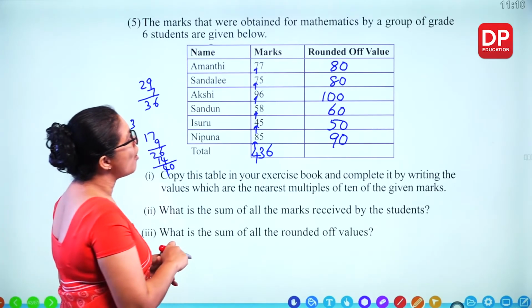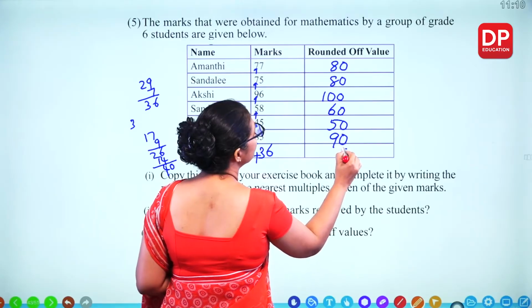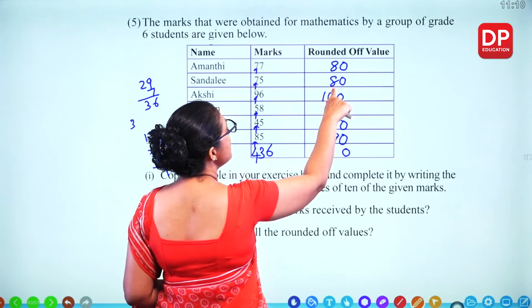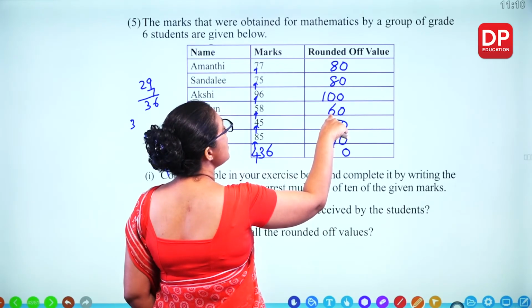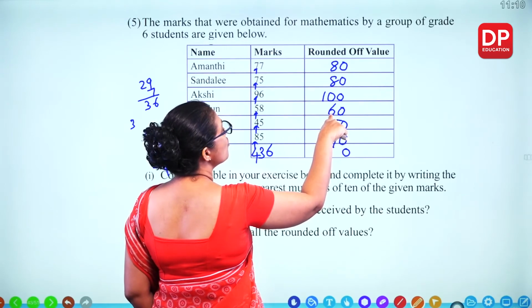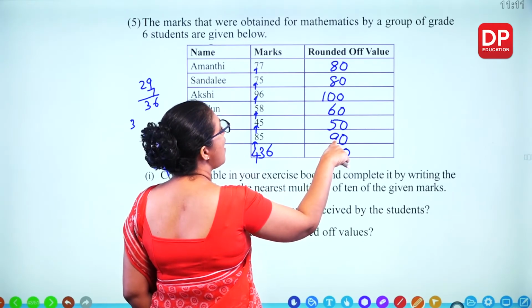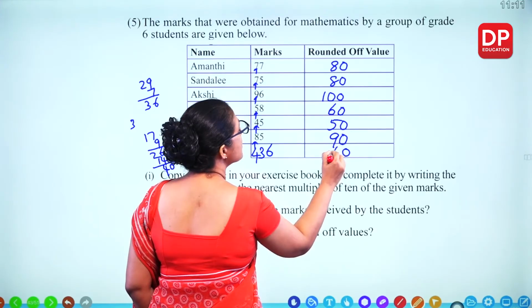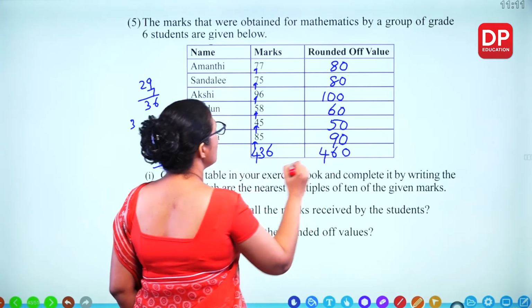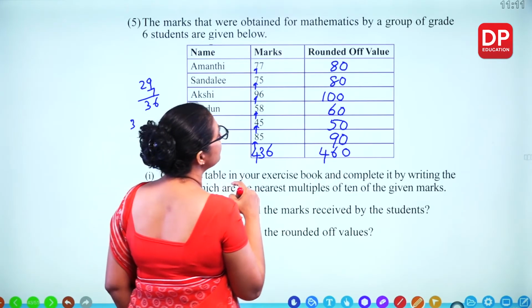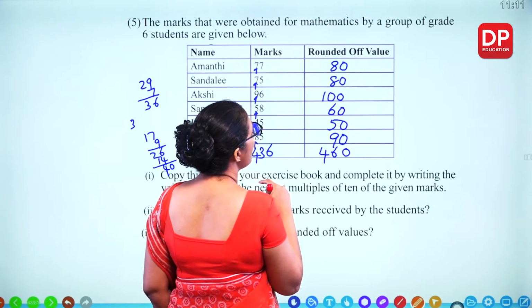What's the total of the rounded values? 16, 22. 22, 31, 36. So you get 460.